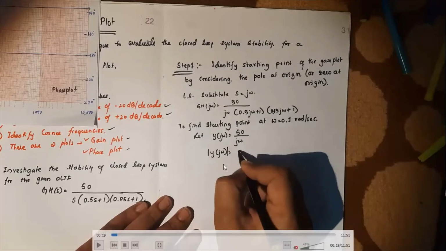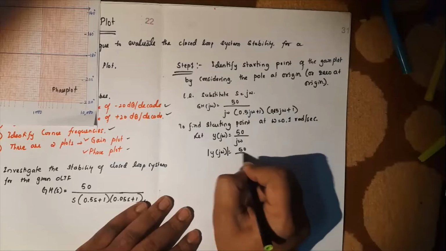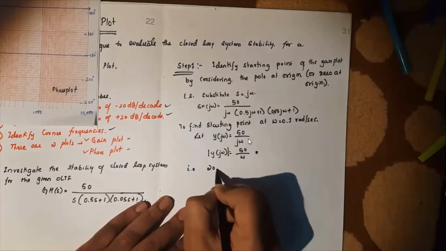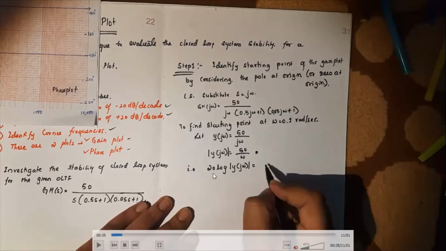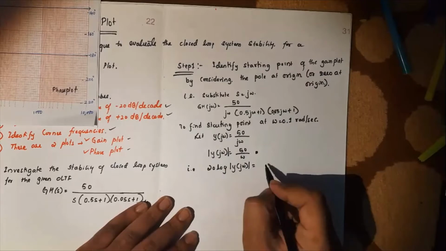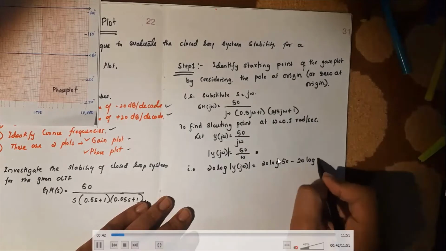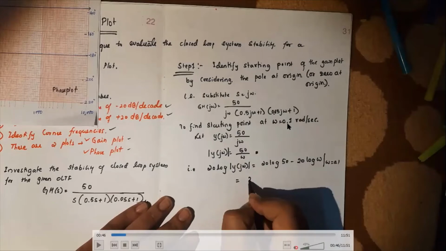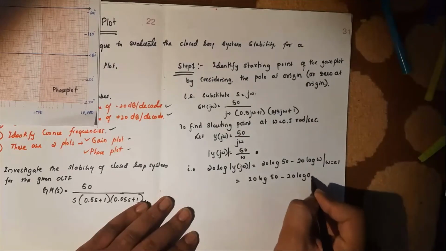So now what is the magnitude of 50 by j omega? It is 50 divided by square root of omega square, which is omega. So 50 by omega is the gain of this term. So if I apply log to this expression, that is 20 log of the magnitude of G(j omega), then I will get 20 log 50 minus 20 log omega. So this omega will be 0.1 now. So 20 log 50 minus 20 log 0.1.